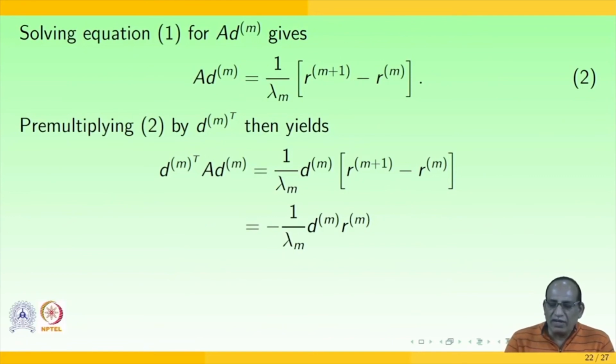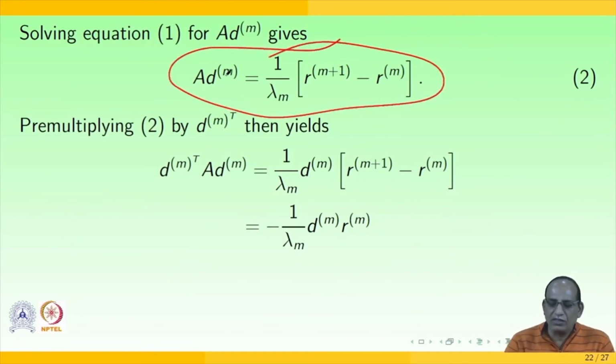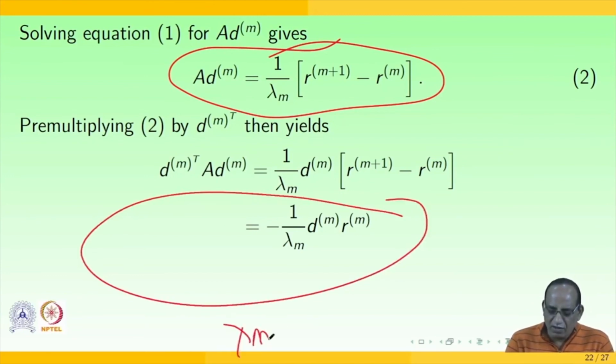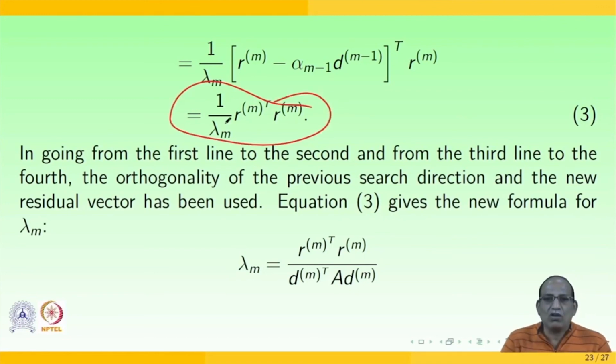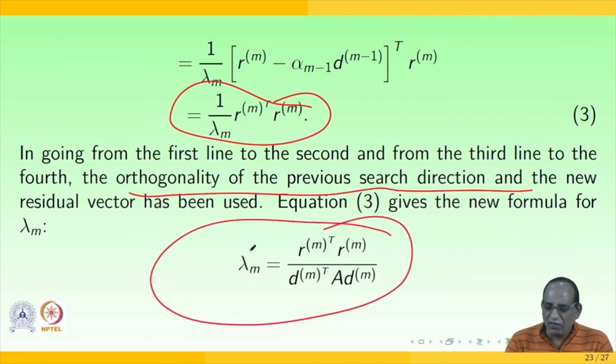So, solving equation 1 for A d of m will give you this kind of expression, that is 1 by lambda m times r of m plus 1 minus r of m, and if you pre-multiply that, ultimately you will end up with this, where lambda m is not equal to 0. So, you will have 1 by lambda m is r of m minus alpha m minus 1 d of m minus 1 transpose r of m. In going from the first line to the second and from the third line to the fourth, the orthogonality of the previous search direction is used, and it becomes a value like this.